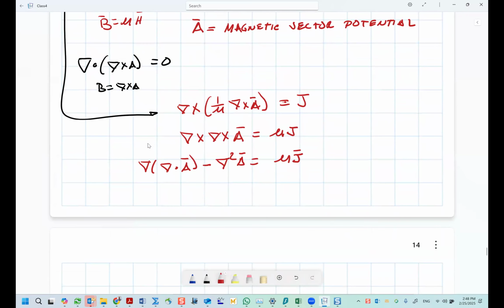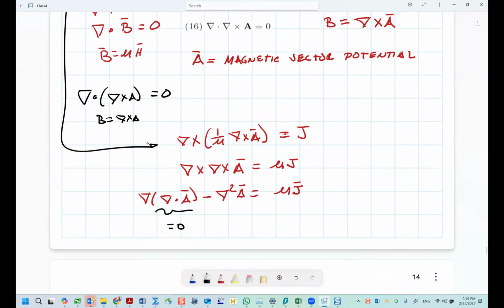Okay. Now, there is sometimes a little thing that is done. Normally, we would say that the divergence of A is equal to 0. So we would say this one is equal to 0.